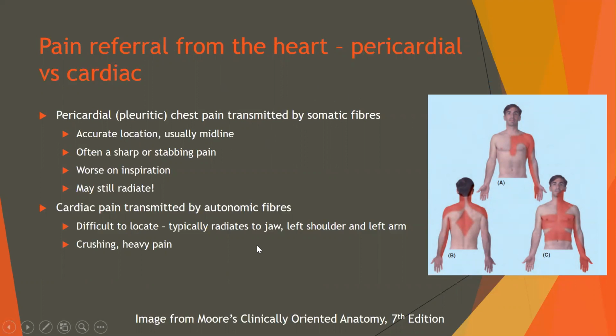Whereas cardiac pain is transmitted by autonomic fibers, which means it's dull. We don't really know where it's going. So it can radiate to the jaw, the left shoulder, left arm. And it's usually described as a crushing or a heavy pain rather than a sharp and stabbing one.